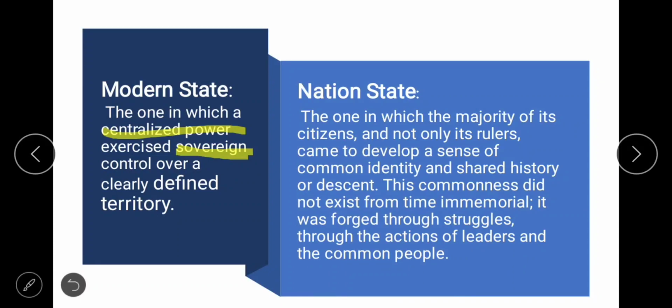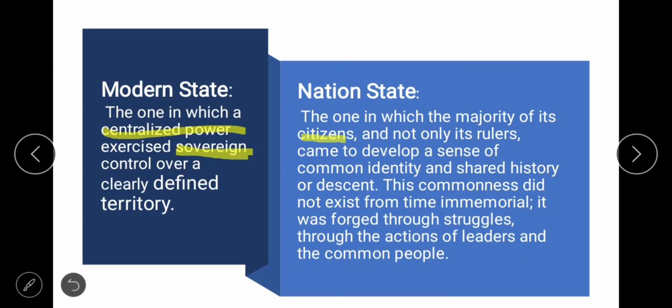So in simply put, we could say that it is a monarchical form of government that is militarized and absolute in nature. Whereas on the other hand, nation state is the one in which the majority of its citizens. So please note here that the term citizens has been used. Okay, so the nation state is the one in which the majority of its citizens develop a sense of common identity and shared history or descent.